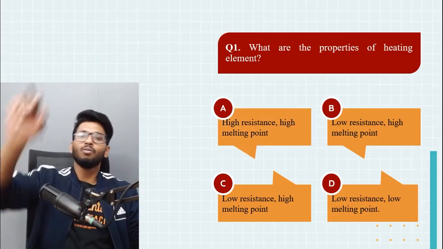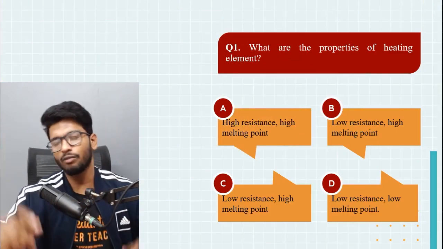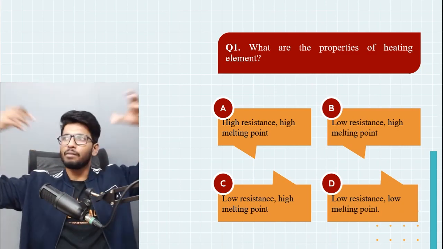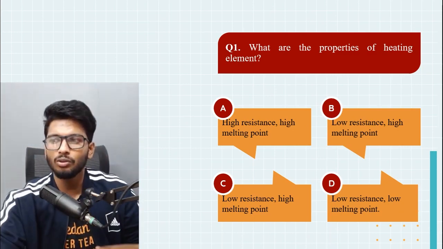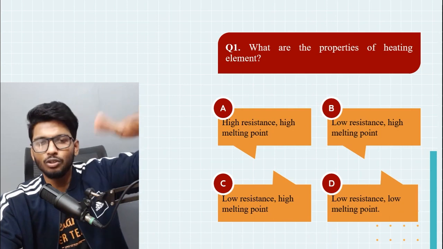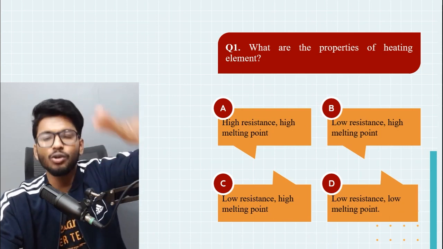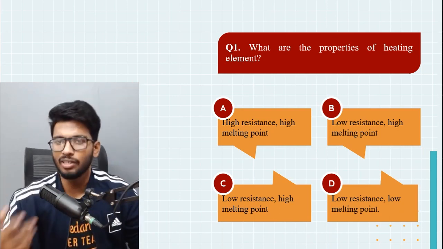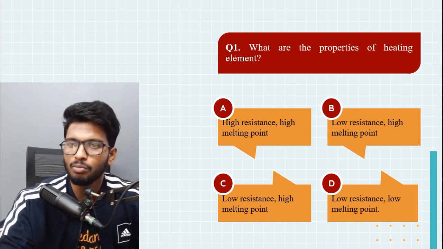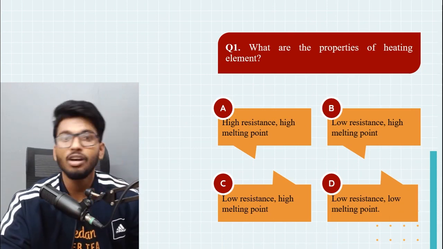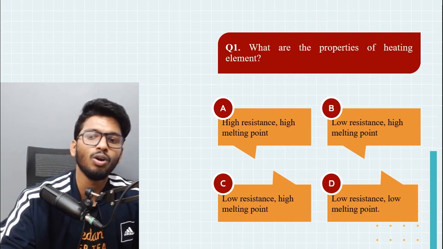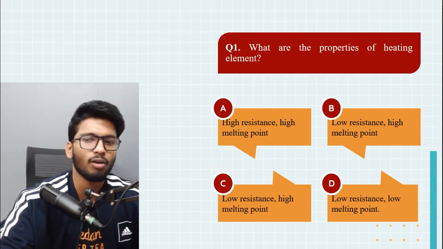So here's the first one. What are the properties of a heating element? If you have a heating element, what is the most important property that you think is required for it to be chosen as a heating element? Options are high resistance and high melting point, low resistance and high melting point, high resistance and low melting point, or low resistance and low melting point.